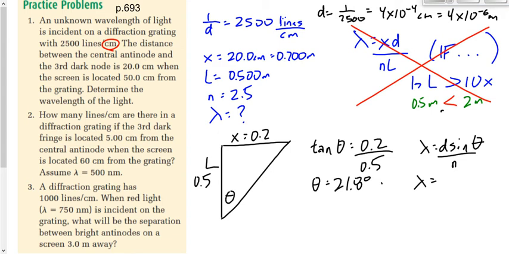That make sense? Do the conversion when you have centimeters, not lines per centimeter, because you're going to mess up on that. If I gave that problem to 10 of you, I guarantee at least 5 of you would have messed that up if I said convert lines per centimeter to lines per meter. All right, D is 4 times 10 to the minus 6 times sine of 21.8 degrees over the value of n, which is 2.5, not 3, but 2.5.